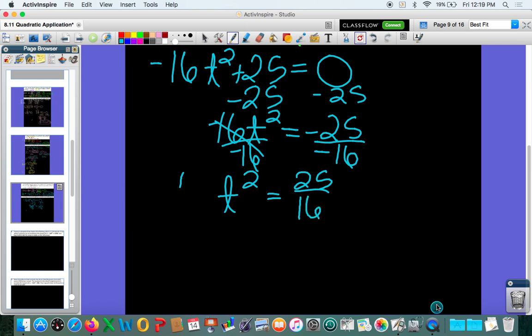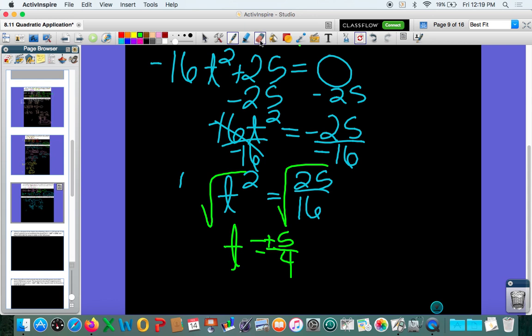So I'm going to go ahead and take the square root of both sides. I'm going to leave it in fraction form. When you do this, you take the square root of the top of the fraction and the square root of the bottom of your fraction. So I've got t equals 5 over 4. Wait a second, don't forget your plus or minus. But wait! We can't do plus or minus.